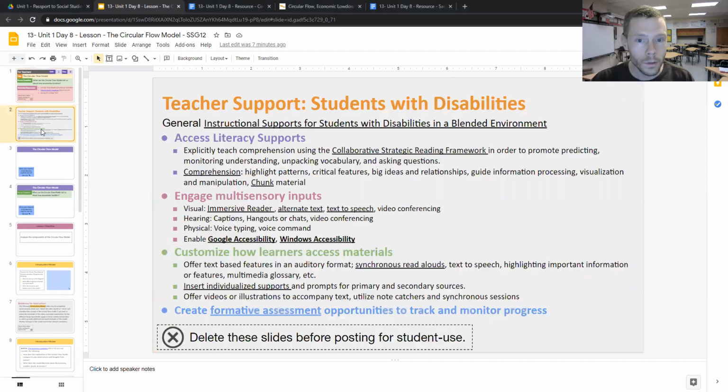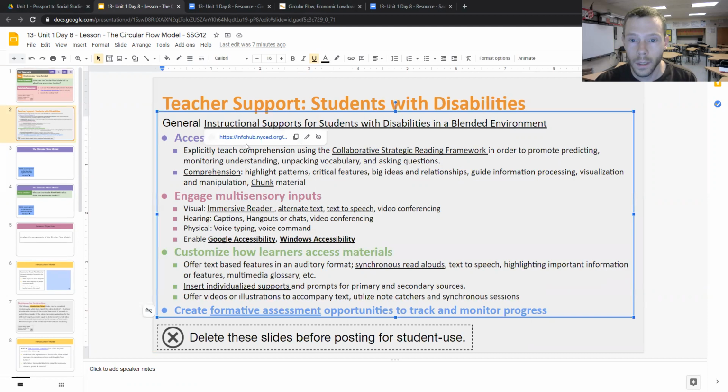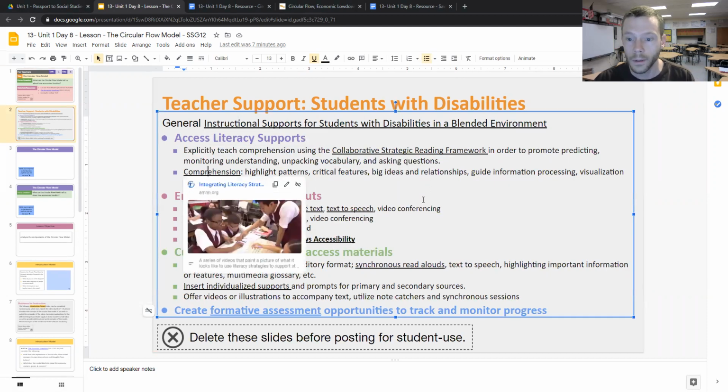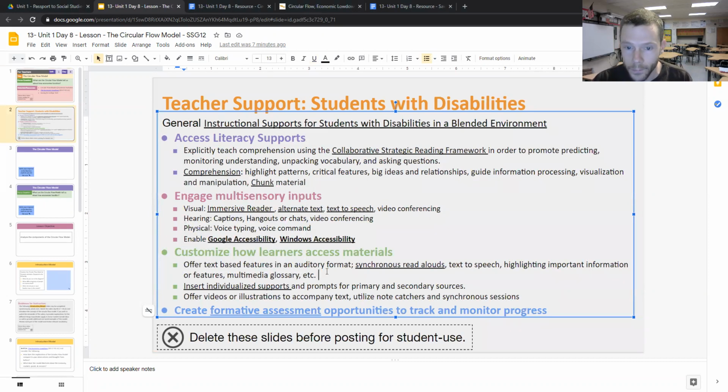So the first support that I just want to call out on this worksheet is the teacher support slide for students with disabilities. Every single line that has an underlining on it, there are additional hyperlinked resources that can be very useful for helping you reach your learners in your classroom.